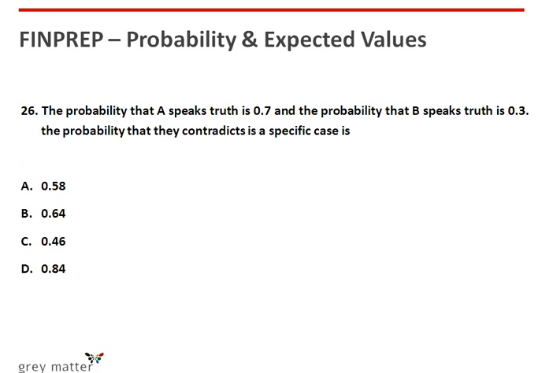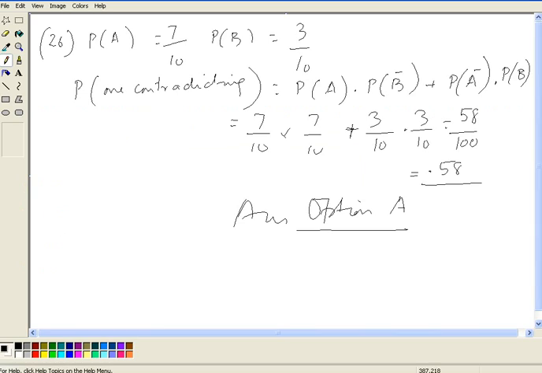26th problem, the probability that A speaks truth is 0.7 and the probability that B speaks truth is 0.3. We need to find the probability that they contradict one another, that is, the probability of one contradicting the other. Now, given probability of A speaking the truth is 7 by 10 and probability of B speaking the truth is 3 by 10. So the probability of one contradicting the other will be when A speaks truth, B should speak lies, and vice versa.